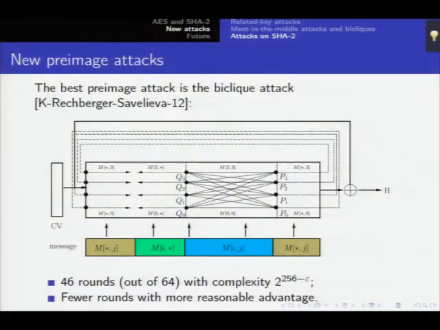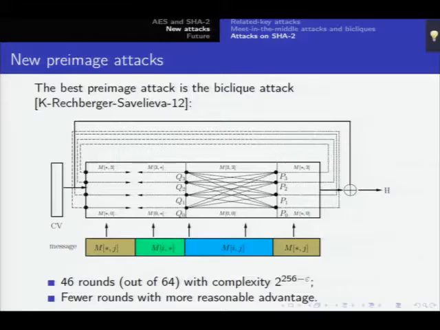Okay, so for collision attacks, the situation is very difficult, and so far only ad hoc methods, which require lots of programming and which are very difficult to present in papers and so on.